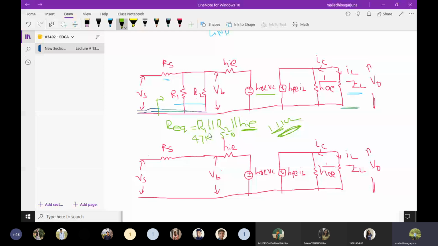Then what is the importance of R1 and R2? Of course, they are important: they provide the biasing for the CE amplifier in the DC analysis, but they show less effect on the AC analysis.